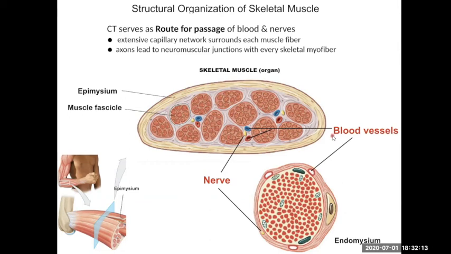And this will be true for any organ we look at. This is what the connective tissue function is going to be. One of the major functions of the connective tissue: serve as that structural framework for blood vessels and nerves to pass through.